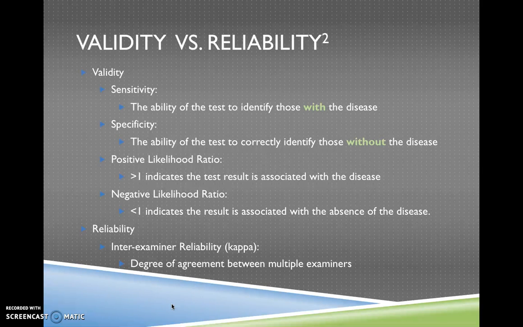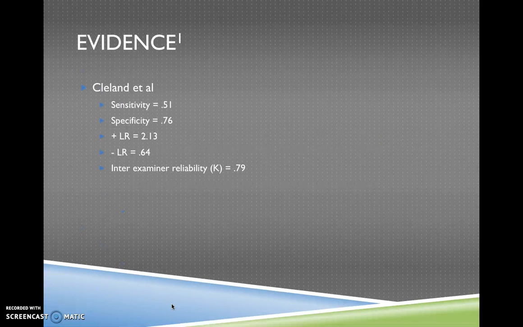Likelihood ratios use the sensitivity and specificity of the test to determine whether a test result usefully changes the probability that the condition exists. A likelihood ratio of greater than 1 indicates the test result is associated with the disease, whereas a likelihood ratio of less than 1 indicates the result is associated with the absence of the disease. Finally, the inter-examiner reliability, or kappa, describes the degree of agreement between multiple examiners.